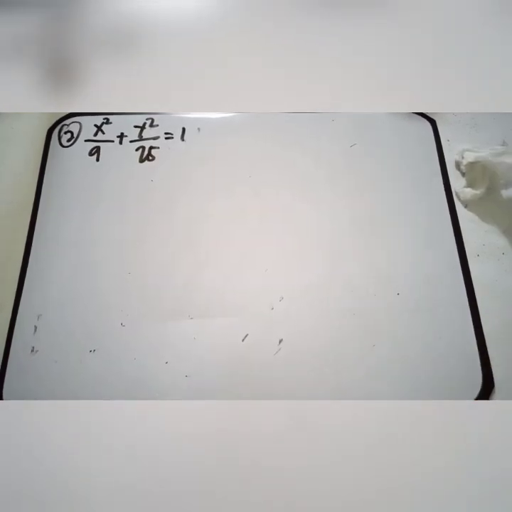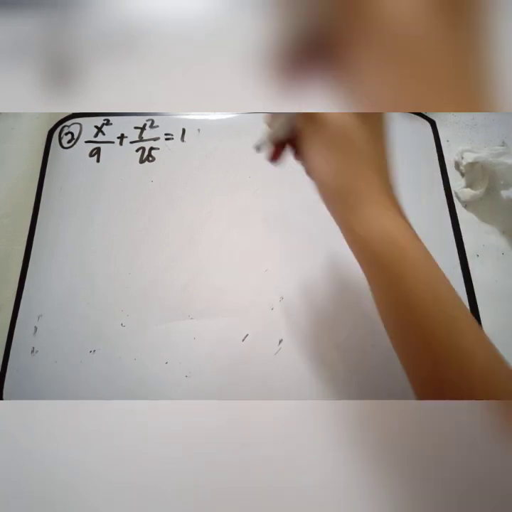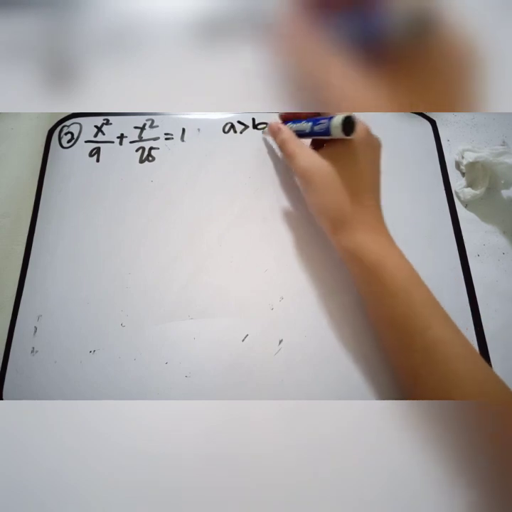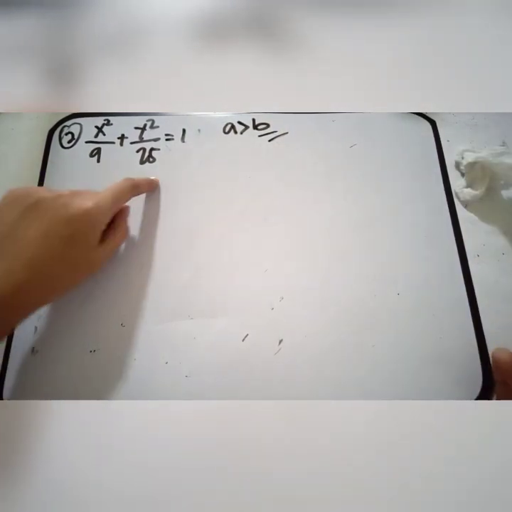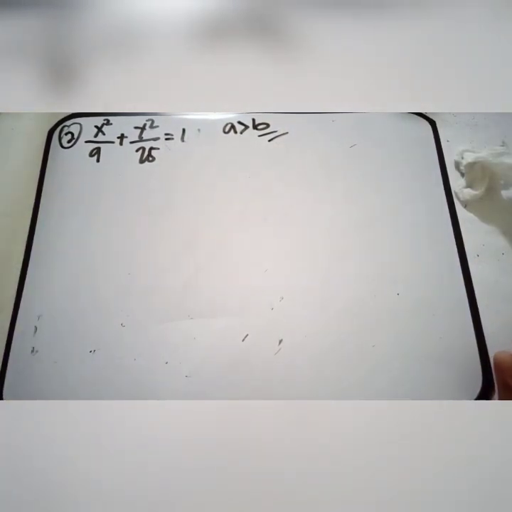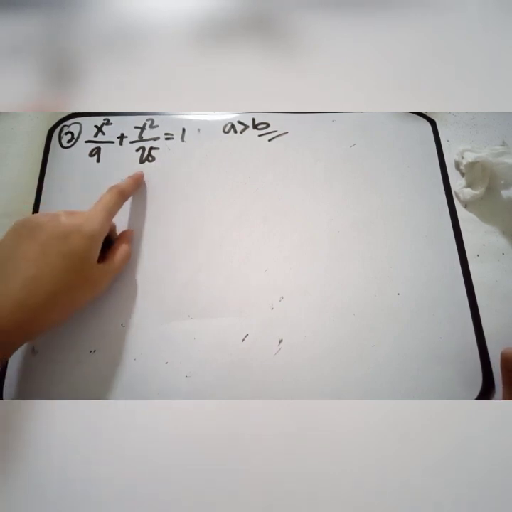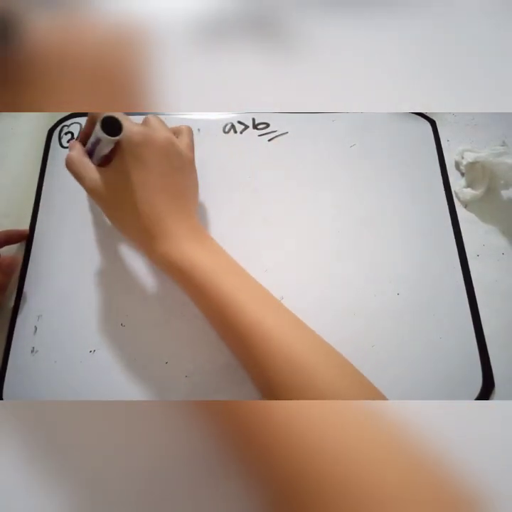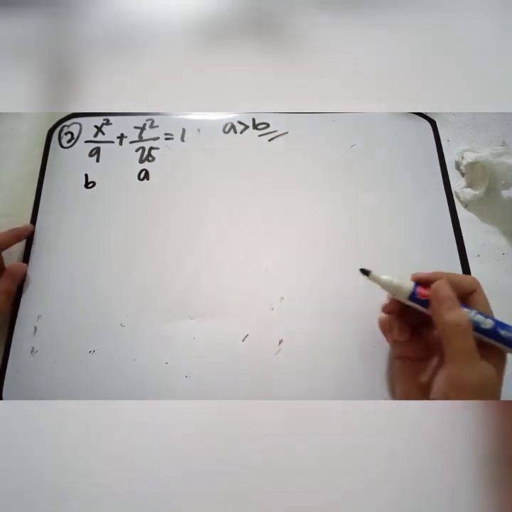Okay, next example. Number 2. X squared over 9 plus y squared over 25 is equals to 1, where A is greater than B. Okay, remember this one. A is greater than B. So, locate which denominator is bigger and less than. So, 25 is greater than 9. Therefore, our A is 25 and our B is 9.